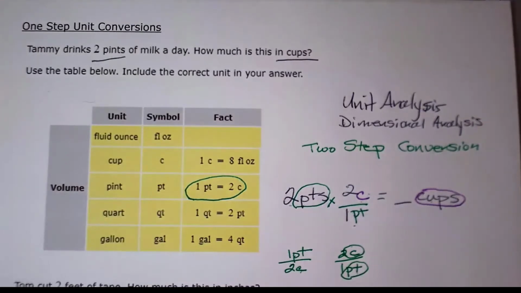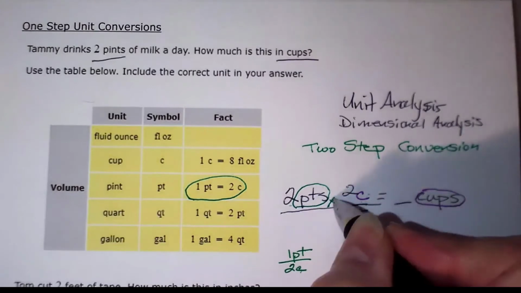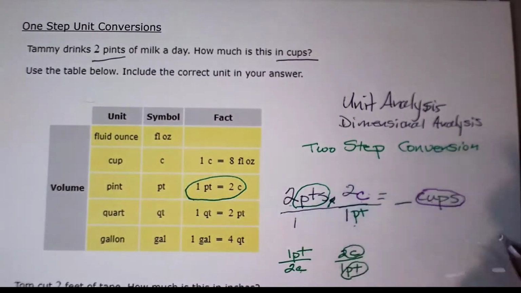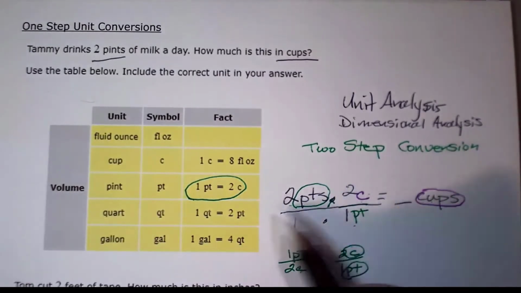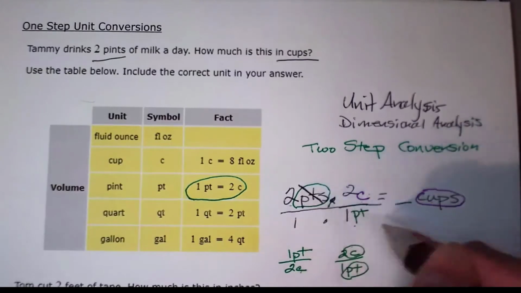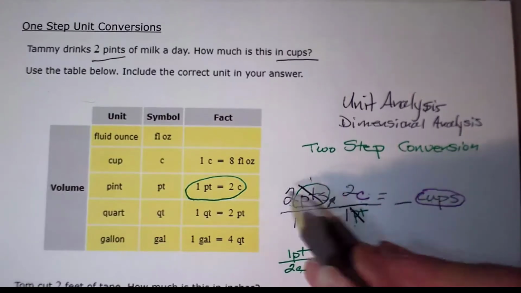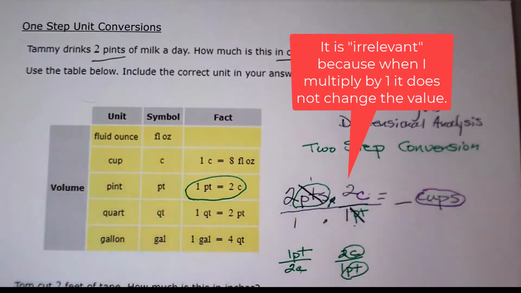Now, if you remember math, when we multiplied with a fraction, we could put a 1 under here. We just multiply straight across. But we can cancel before we multiply, right? So pints can cancel with pints, because pints divided by pints gives me 1, and that makes it just a 1, so it's irrelevant in the math there.